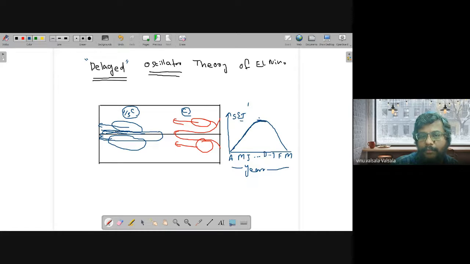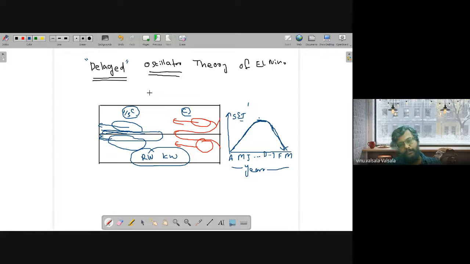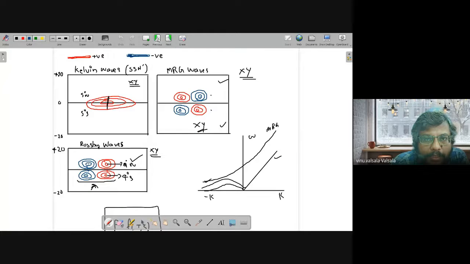By the time the reflected waves come and contribute to diminish the signal and return the Pacific back to its normal state. So this propagation of Kelvin wave and Rossby wave is very useful for establishing a theory called delayed oscillator theory of El Nino. So let us see a three-dimensional picture of that. I was trying to draw it in one of the previous pages in earlier discussion.